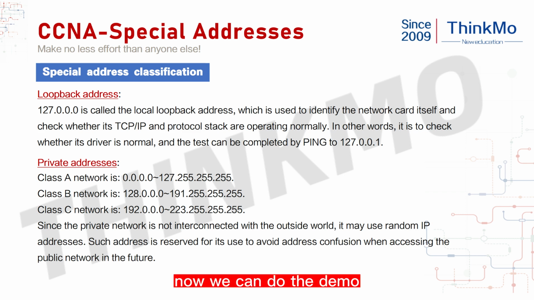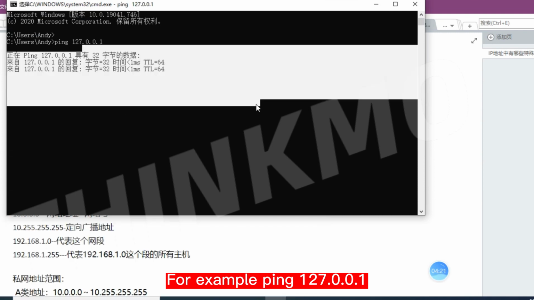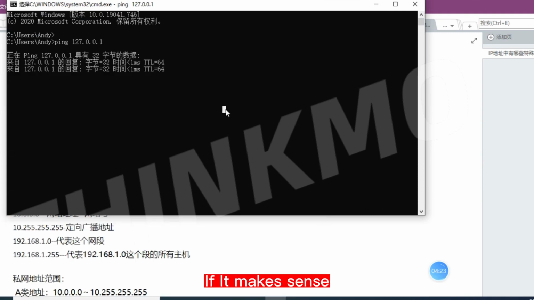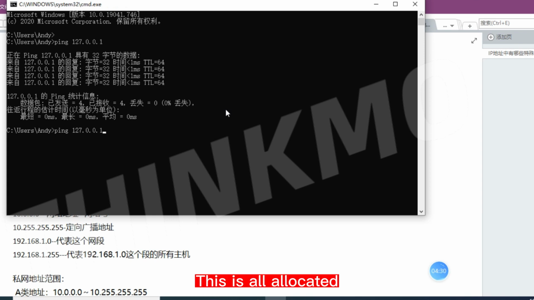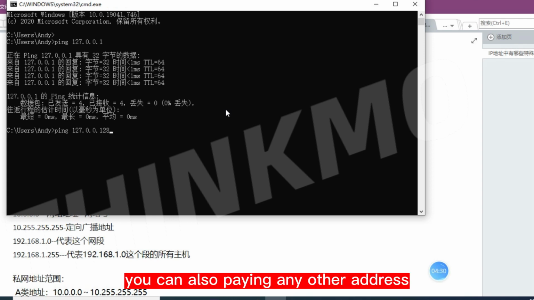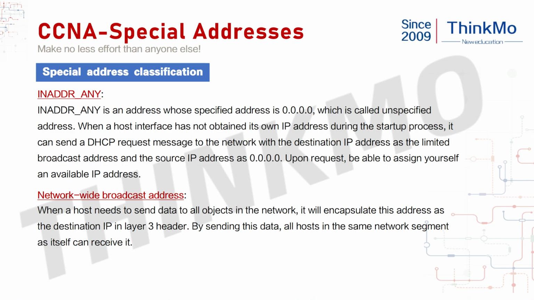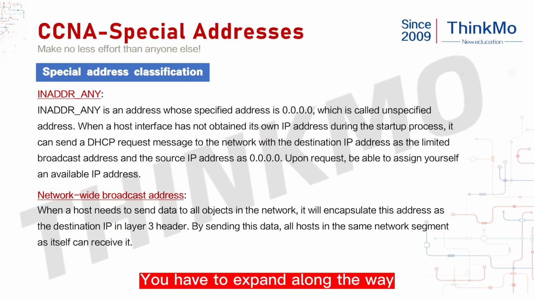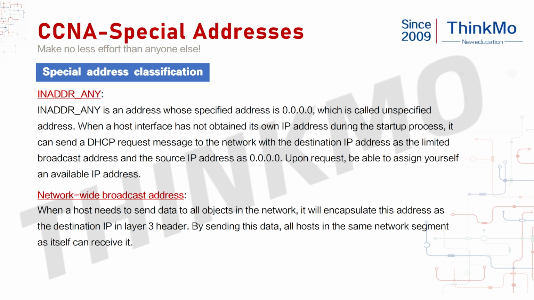Now we can do the demo. For example, ping 127.0.0.1. If it makes sense, it proves this part of the network card has no problem. This is all allocated. You can also ping any other address in that range, and it also makes sense. And at the same time, you have to expand along the way. The corresponding address to the whole network broadcast address.